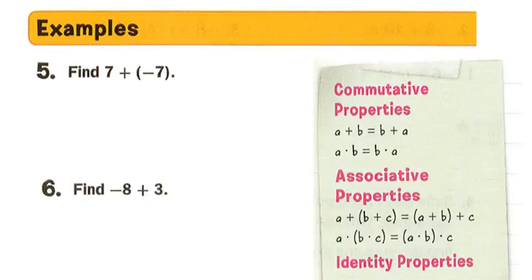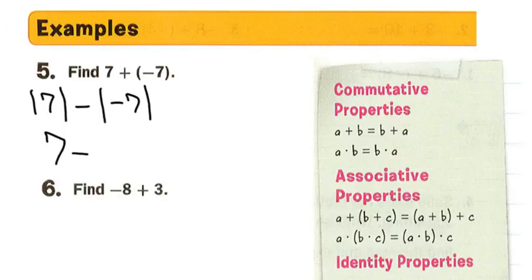So let's look at a couple examples where we use that notion of absolute value and finding the difference between the absolute values. This one says 7 plus negative 7. The first thing we want to do is take the absolute value of 7 and subtract the absolute value of negative 7. So the absolute value of 7 is 7, minus the absolute value of negative 7, which is also 7, and that gives us 7 minus 7, which is 0. So 7 plus negative 7 is actually 0, and that makes sense because remember when we talked about opposites or additive inverses? That's telling us that if you put two opposite numbers together, you get 0.